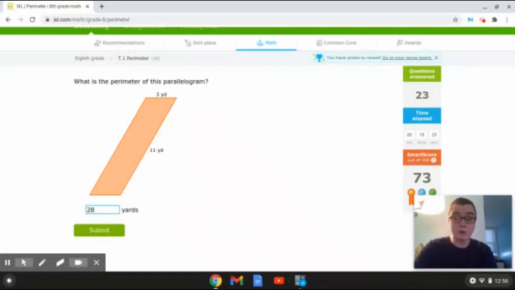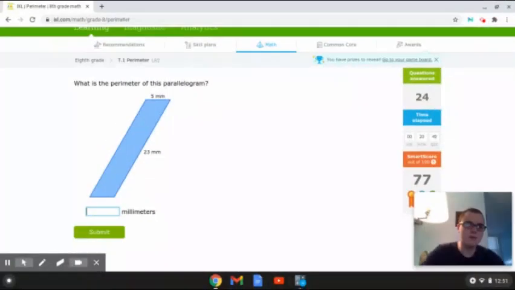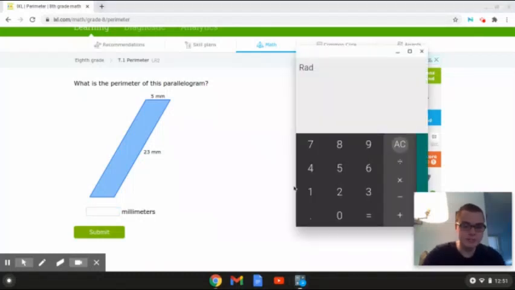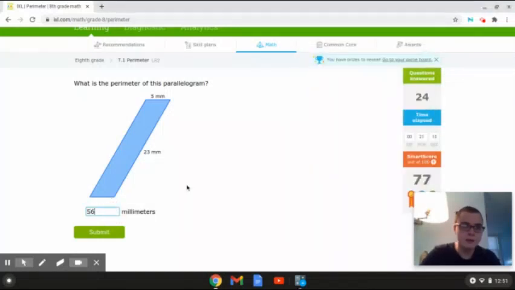So I'm going to be doing one more with you guys. Alrighty, so this last problem reads, what is the perimeter of this parallelogram? So as we can see here, side A is 5 millimeters and side B is 23 millimeters. And the way that we're going to be solving for the perimeter is first by taking 5 and adding it to 23. So that gives me 28. And since there's 2 more sides, we're going to multiply this answer times 2. So that gives me 56. So the perimeter of this parallelogram is 56 millimeters. And that is how to solve this problem.